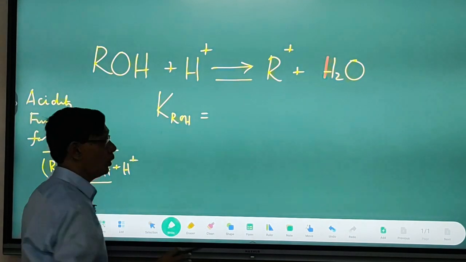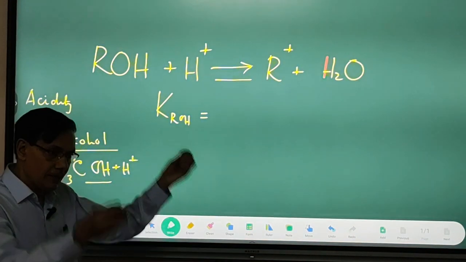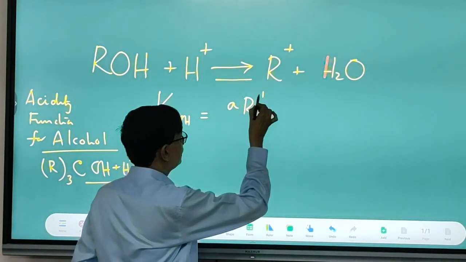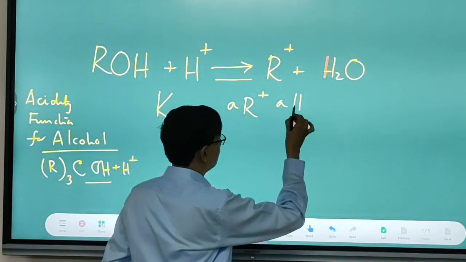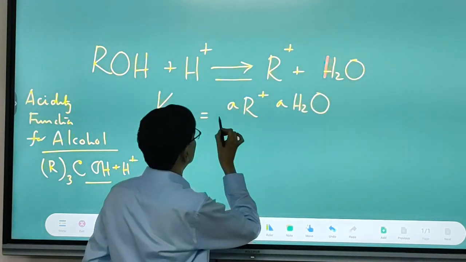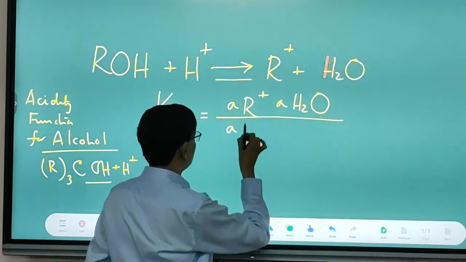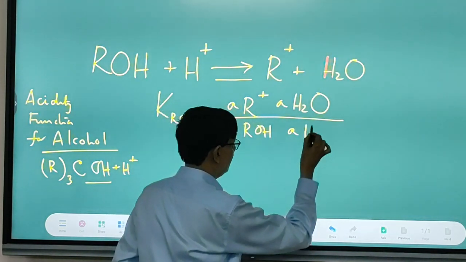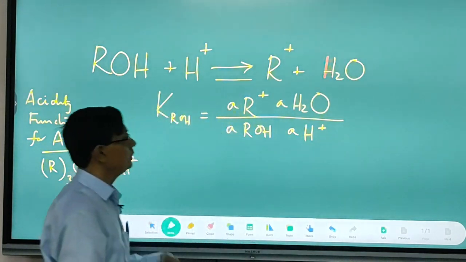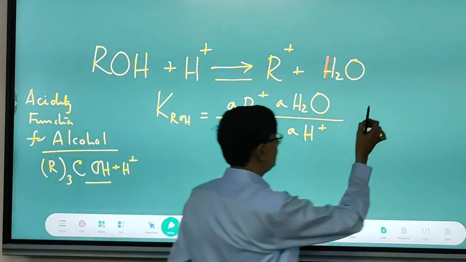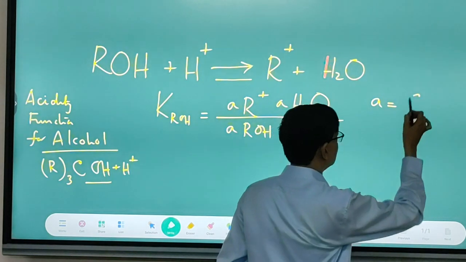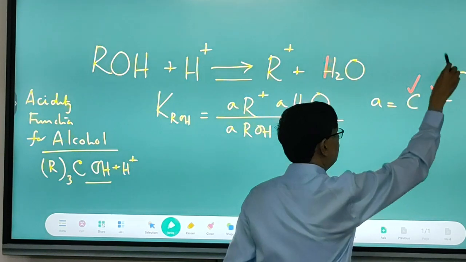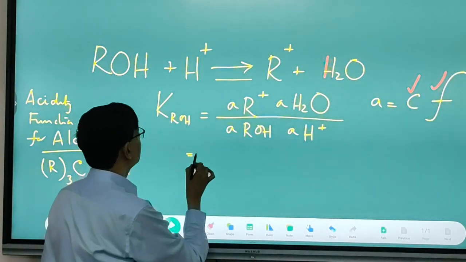Again it is for the non-dilute acid region. Take alcohol, add some acid. So it is activity of R plus, same concept, activity of water, activity of ROH, activity of hydrogen ion. Because it is a non-dilute acid region, as I have already told you, activity is equal to concentration into activity coefficient. So I can write it like that.